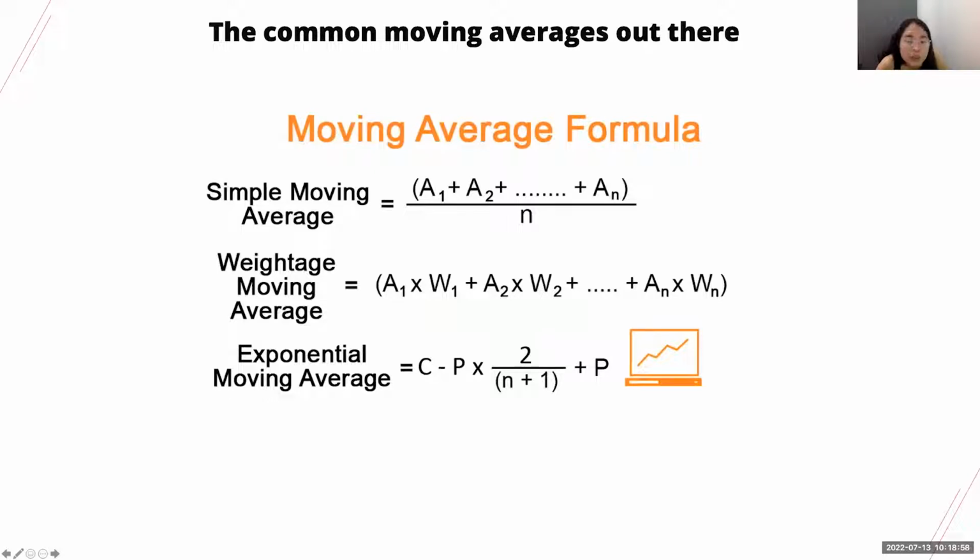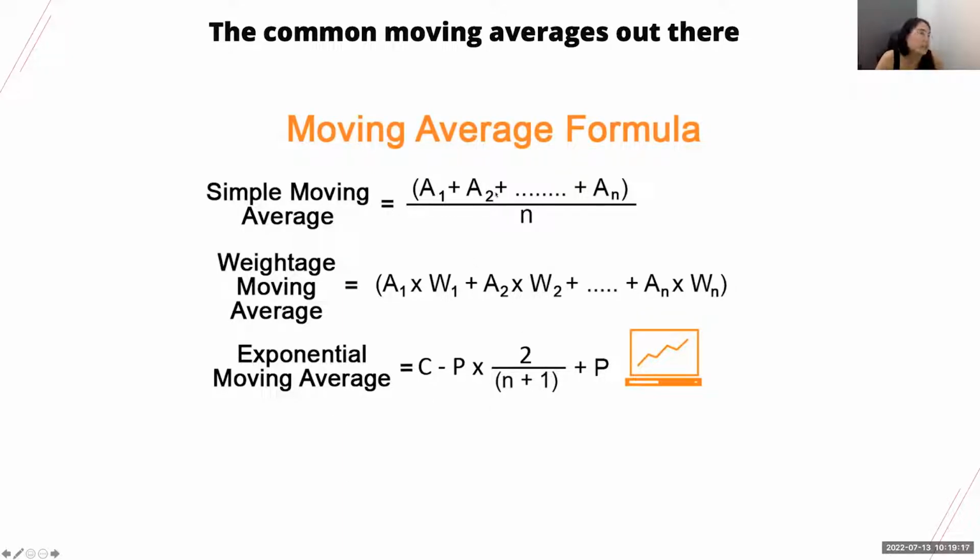The common moving averages out there. Today we are going to look at 3 kinds of moving average. One is, oh sorry, I don't know why I put the weighted moving average in there. We're not going to be looking at weighted. We're going to be looking at the simple moving average, which is the most common moving average out there, and the exponential moving average.